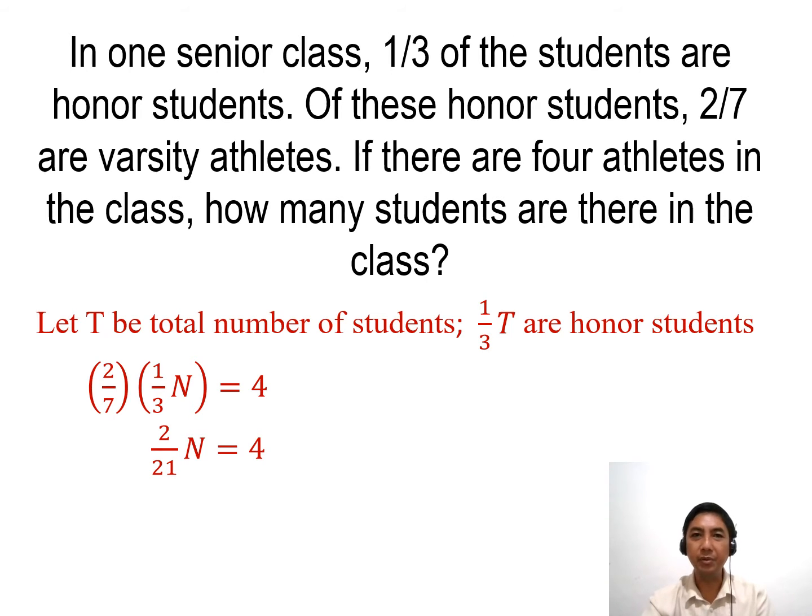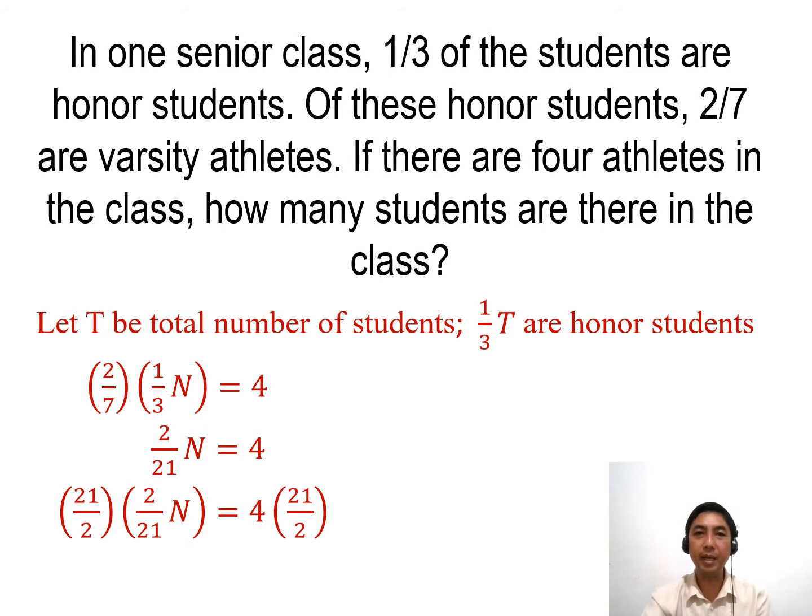Then you multiply both sides by the reciprocal of 2/21. So we have 21/2 times 2/21 n and 4 times 21/2. Now, we can actually cancel this. Cancel mo na lang ito at ang matitira is n. But here, we can have also 4 times 21. So, you are given 84. Then, divide by 2. So, we are given 42 as the total number of students.